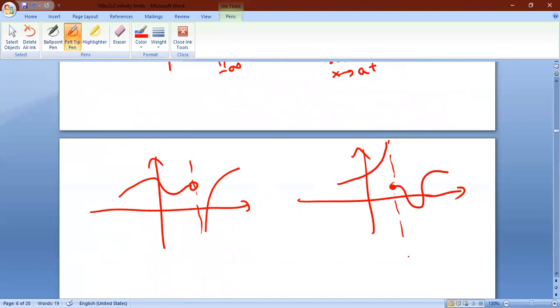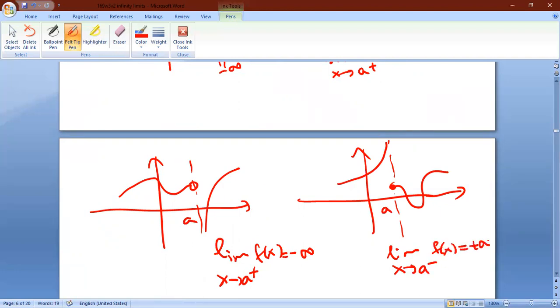But anyway, we here write the limit from the right of the function is minus infinity. In this one, we write x goes to a from the left is plus infinity.